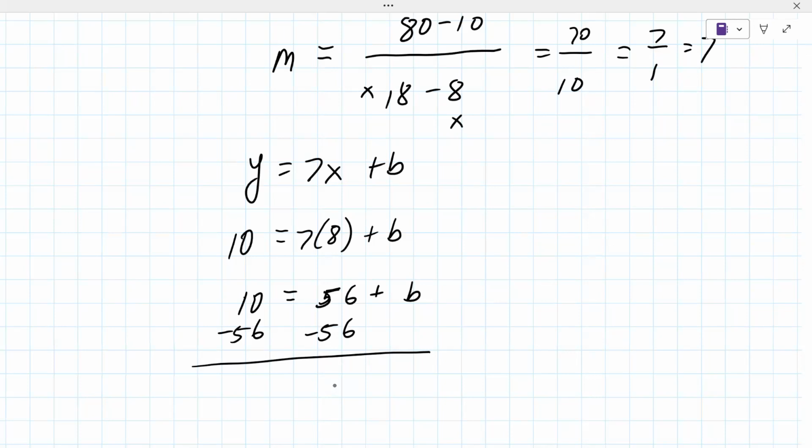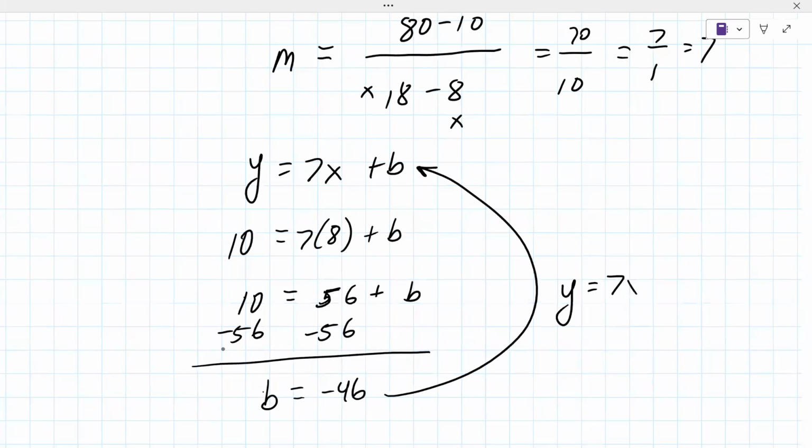Would it be 46? No, or close. Negative 46? Yeah, negative 46 equals b. Okay, so that goes back here, and you rewrite it. You say, okay, it's 7x minus 46.